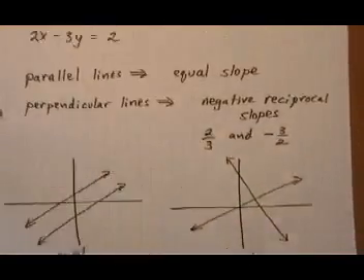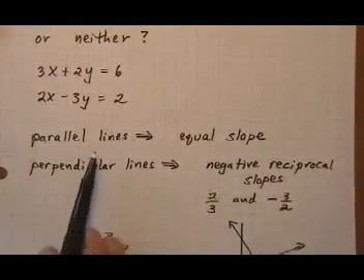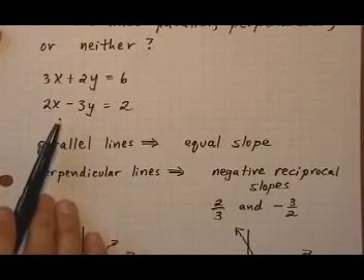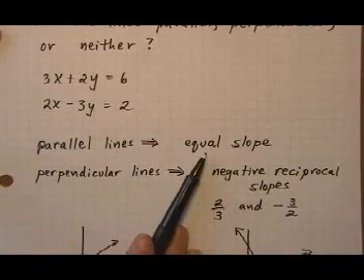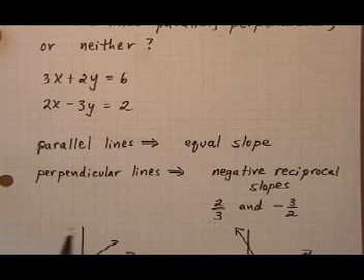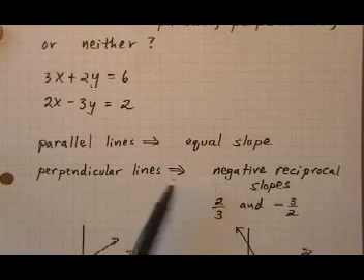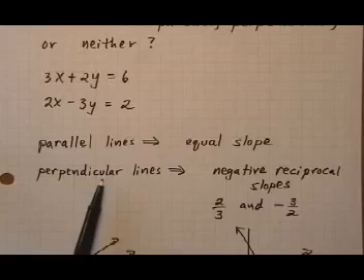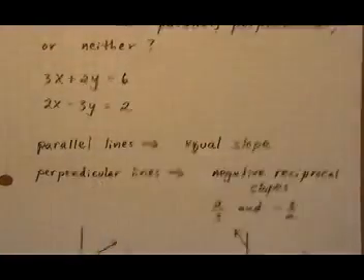Alright, so that is what we want to look for when we're trying to decide if we have parallel or perpendicular. Find the slope for each equation. Are the slopes equal? If yes, you've got parallel lines. Are the slopes negative reciprocals? If yes, you have perpendicular lines. If neither is true, then you have neither case. You just have two lines intersecting.